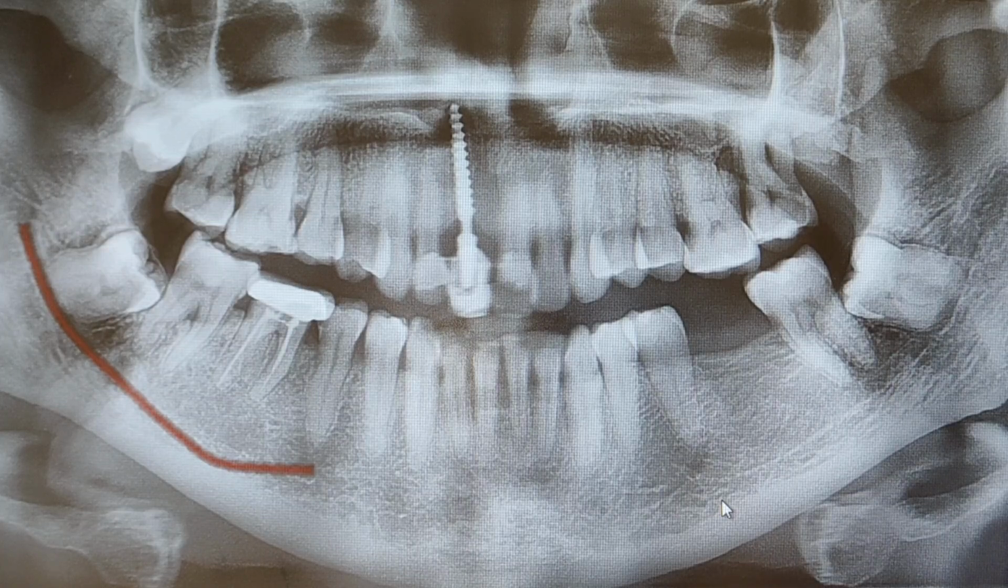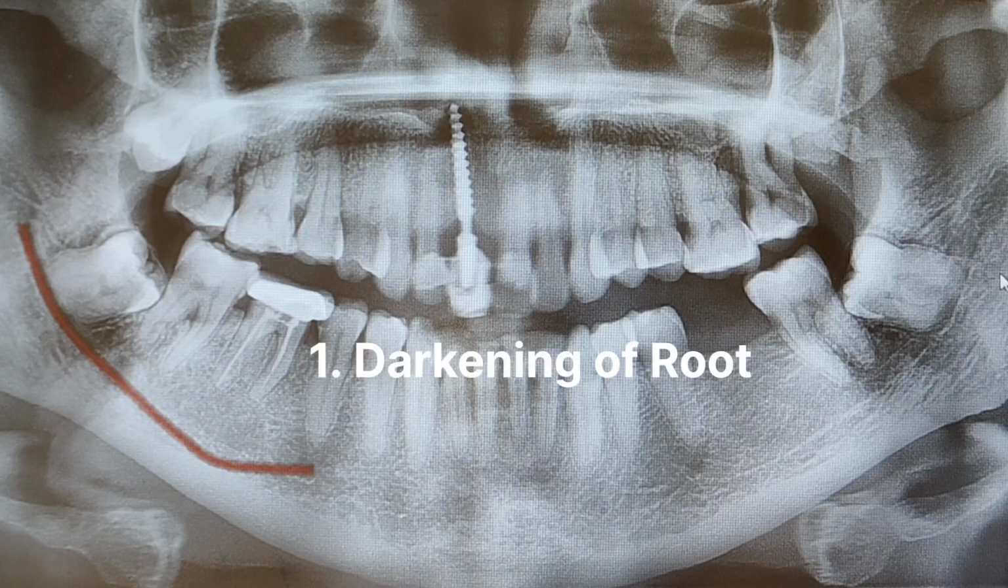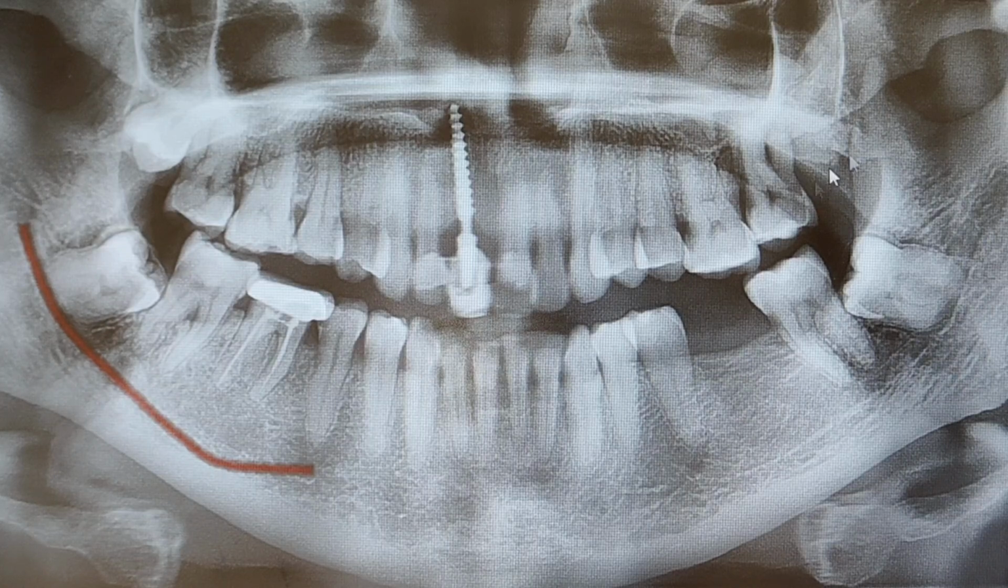And the first important sign is darkening of root. If you could appreciate the root end region of this impacted third molar, the tooth number is 38. The root end region is dark. If you could appreciate darkening of root close to inferior alveolar canal in panoramic radiograph, it is an important sign that there is a possible nerve injury.